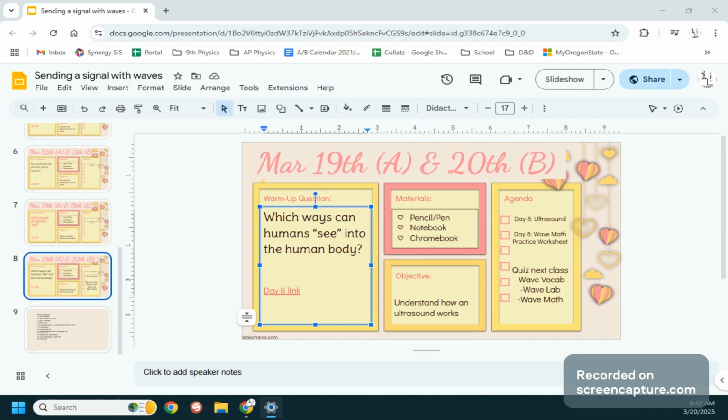The last thing that shows up on the quiz is some of the wave math. And we're going to get more into that at the end of class today, where we go through some practice problems, and then we look at finishing up a worksheet on that topic.